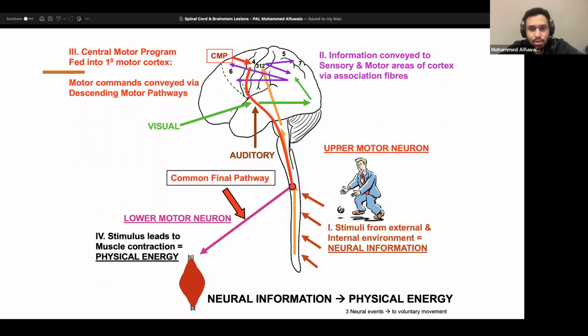With a lower motor neuron lesion, you won't be able to innervate the muscles anymore. So that would lead to flaccid type of paralysis, hyporeflexia, hypotonia, and muscle fasciculations. Because the muscles are no longer innervated, they will just start to spasm a bit, okay? But it's not the same as spastic paralysis, it's just twitching of the muscle since it's not innervated anymore, okay? Is this clear to you guys?